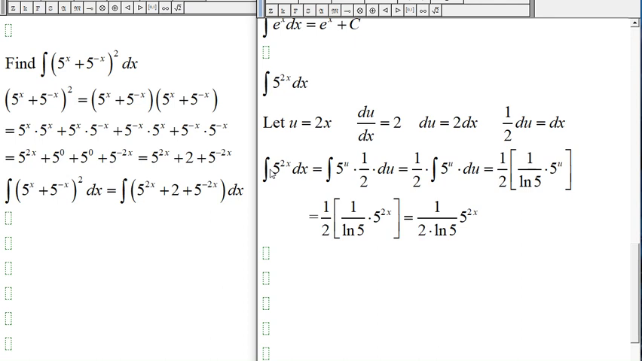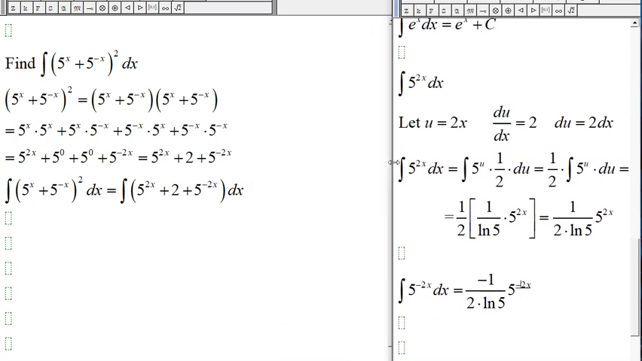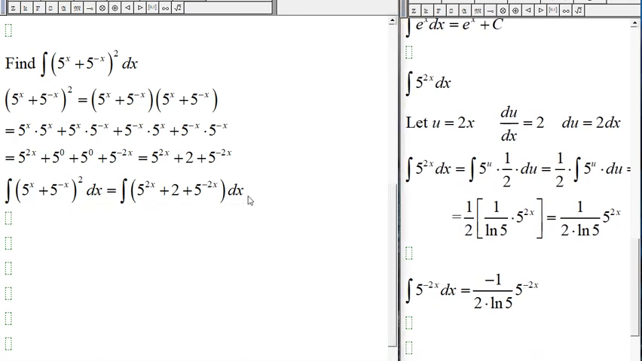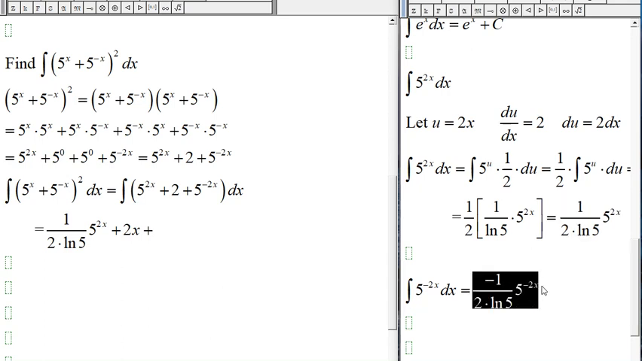And similarly, if we do the integral of 5 to the negative 2x dx, the result will be similar. We just go through the steps. It will be negative and negative. And so now back to our integral. For the integral of 5 to the 2x, we'll get this. The integral of the constant 2 is just going to be 2x. And then for the integral of 5 to the negative 2x, we get negative 1 divided by 2 ln 5. And then we need to add plus c.